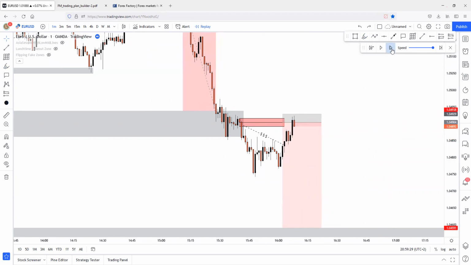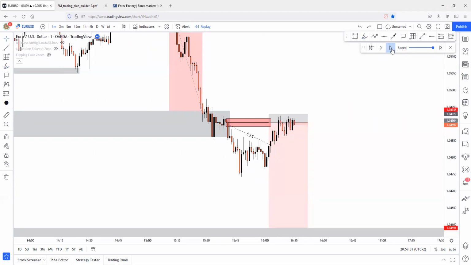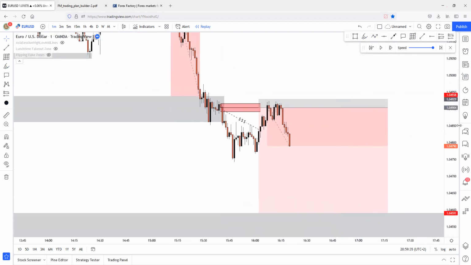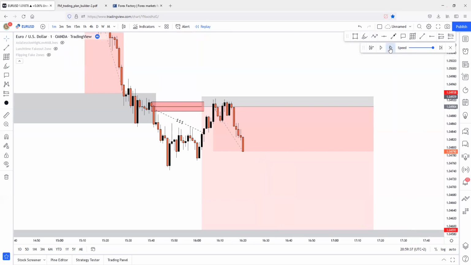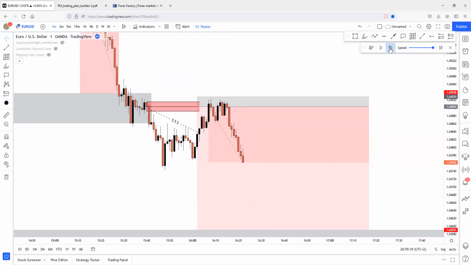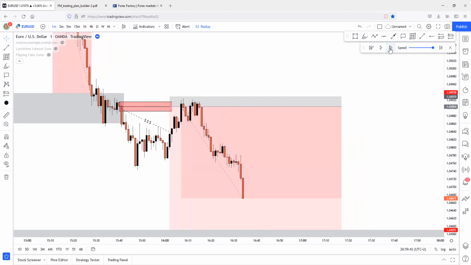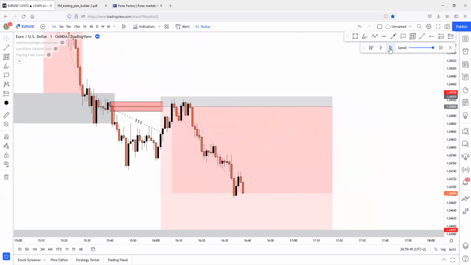Yeah, mitigation happens. Price dances inside of the entry. Continues the way down.